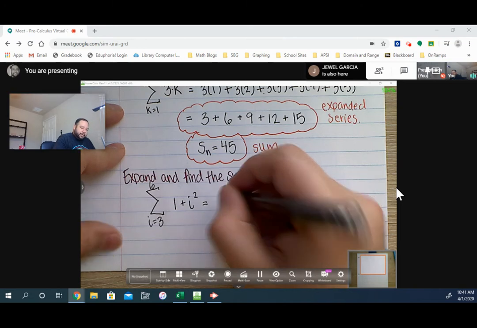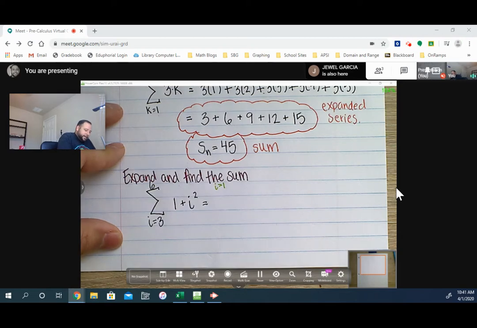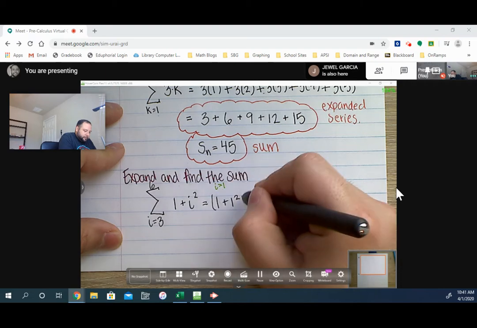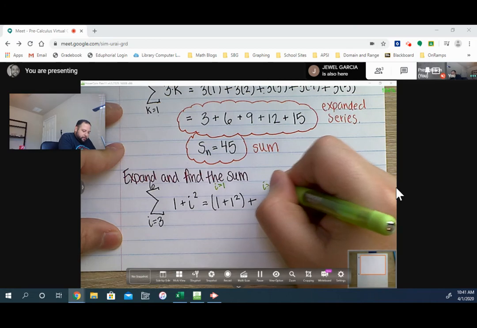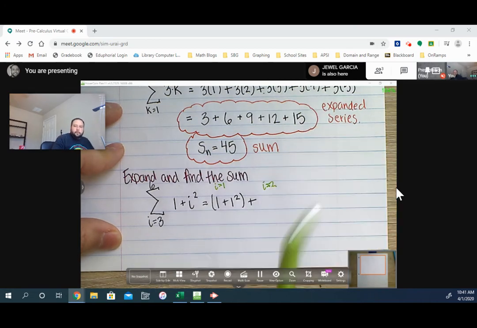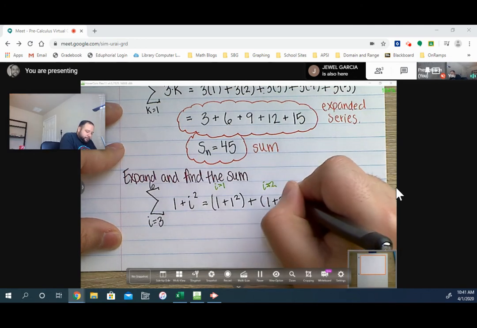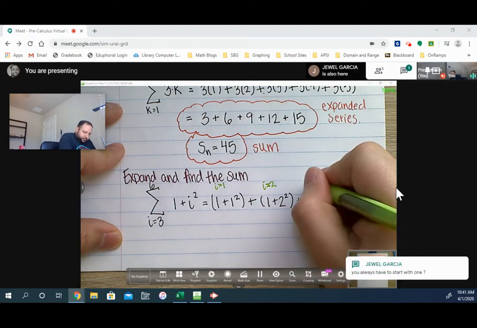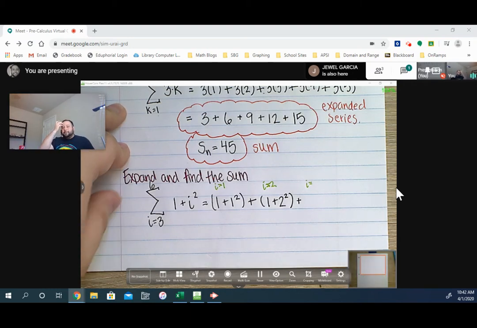Okay, so I'm going to start when i equals 1. I get 1 plus 1 squared. And then I'm going to add when i equals 2: 1 plus 2 squared. And then I have to add i equals 3. Oh, wait. You always start with 1. Good question. Yay, so you're actually paying attention. Okay, so I made a mistake here.